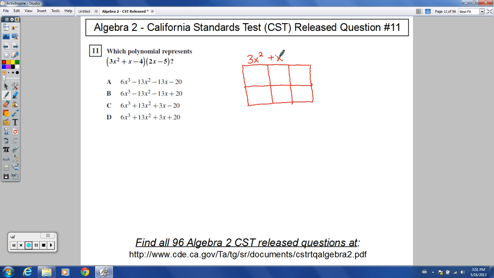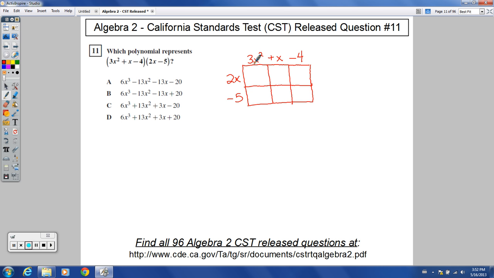So I'm just going to write the trinomial up here. I've got my three term piece going this way and my 2 term piece going this way. So I have 3x squared, x, and a minus 4. Over here I'll have 2x and a minus 5. So let's multiply these together. That's exactly what I was going to be doing the way I had written it before, but it's just a little easier way to visualize what to do.